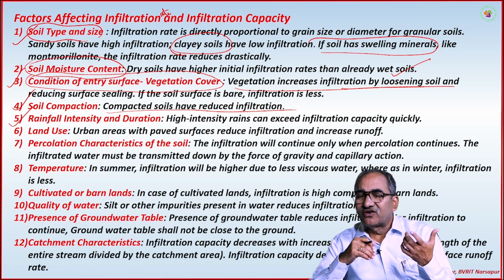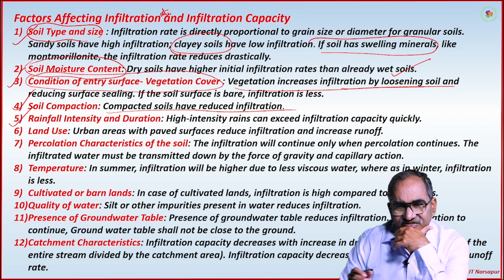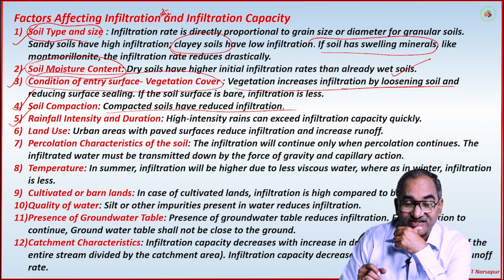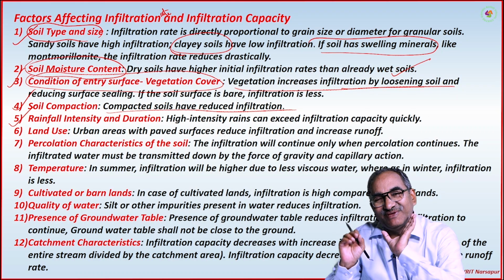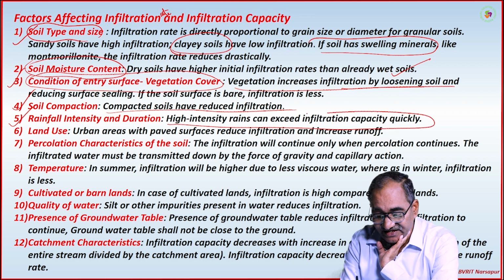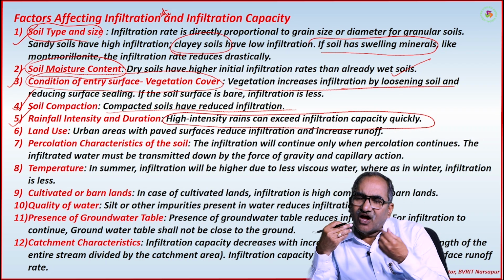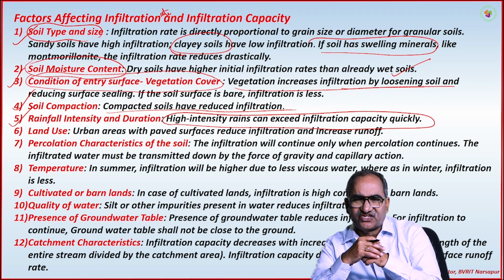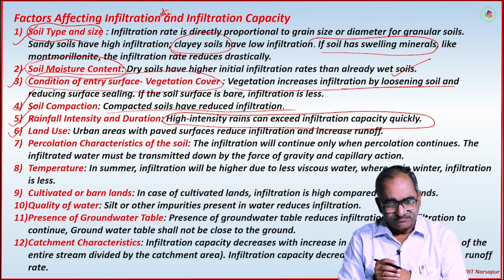Rainfall intensity, as I already mentioned: if the rainfall intensity is more than the infiltration capacity, then runoff will occur. Whereas if the rainfall intensity is less than the infiltration capacity, all the rainwater is absorbed by the soil. High intensity rains can exceed the infiltration capacity quickly. If the intensity is very high, it automatically reaches the capacity, the maximum rate at which infiltration takes place, very quickly, actually.